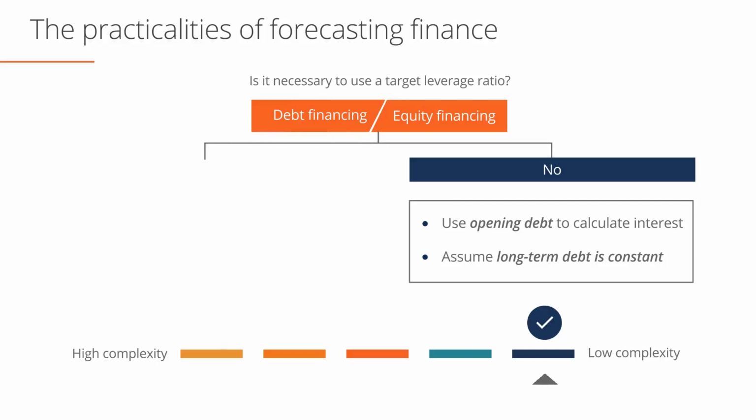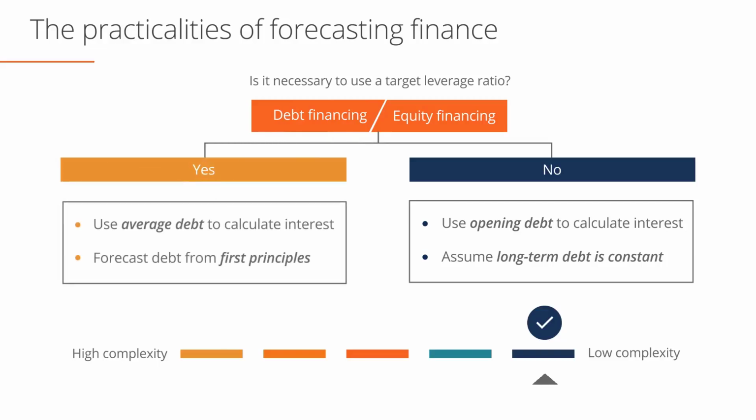However, if you need to use target leverage figures in your model, the next question to ask is, what level of precision is required in modeling the financing structure? Do you need to go down the high complexity route and model debt and equity issuance from first principles? If so, you will inevitably generate circular references that need to be solved. We will look at solutions for circular references later in this session. The halfway point is to build your model with an intermediate level of complexity where leverage ratios are used to calculate debt and opening debt is used to calculate interest.